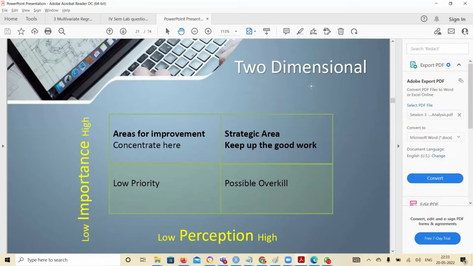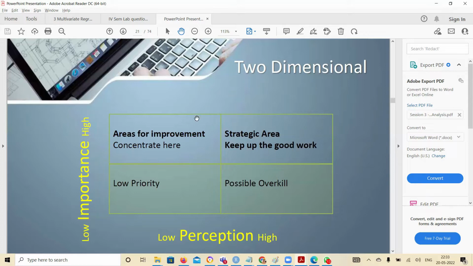Next one is called matrix. Now here it's a 2x2 matrix. Most of the time the 2x2 matrix is the best method to judge. So here it is about importance and perception. If we talk about the feature, the capability of your company, of your organization, we are ranking in terms of importance and perception. See, importance can be high or low, perception can be high or low, right?